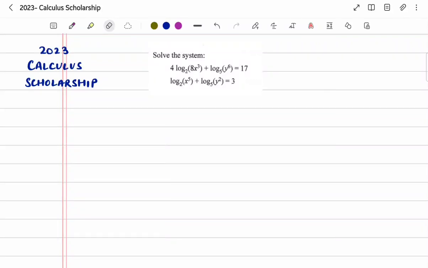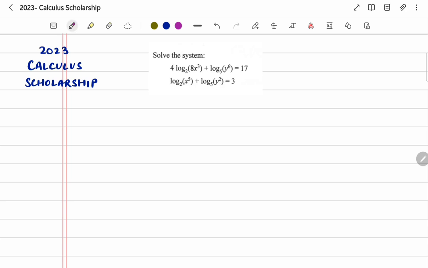Hi guys, so let's solve this 2023 calculus scholarship question. It says solve the system of these two equations. We have 4 log base 2 of 8x cubed plus log base 5 of y to the power of 6 is 17, and log base 2 of x to the power 5 plus log base 5 of y to the power 2 is 3.